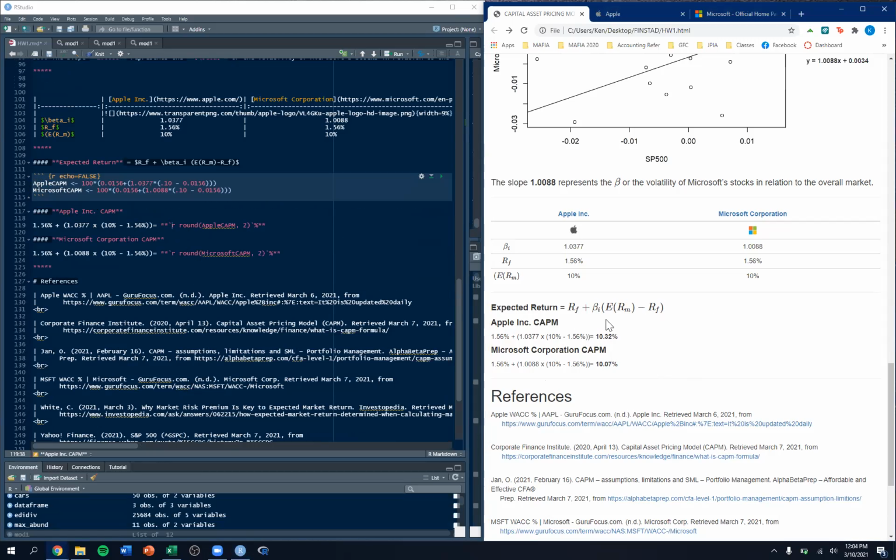For Apple and Microsoft, the risk-free rate is constant because the risk-free rate is a function of the 90-day T-bill. So it's the same for Apple and Microsoft. The expected return of the market is also constant for both. So this function, the expected return of the market minus the risk-free rate, is the same for both Microsoft and Apple. So what's different? The only thing that's different is your beta. And beta is a measurement of the riskiness of the asset. Based on the group's computation, Apple's beta is higher, 1.003?